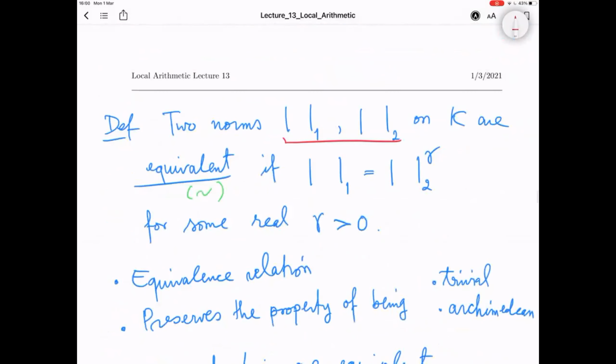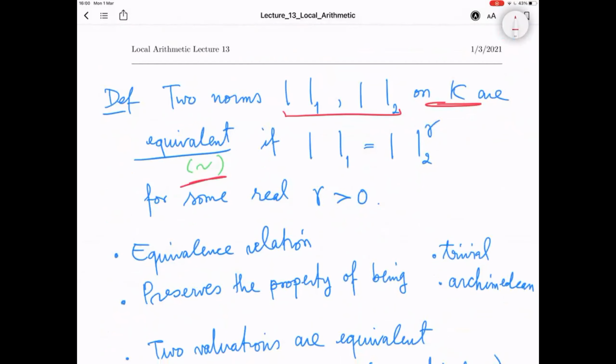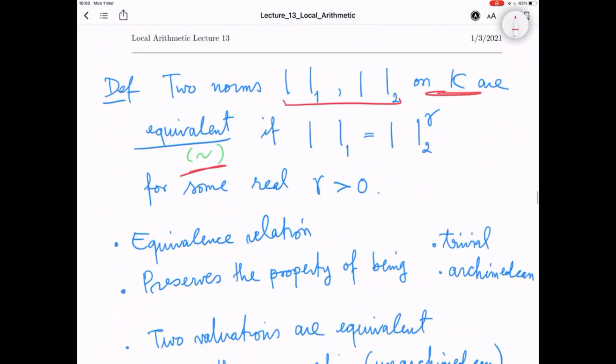Now, two norms on the same field K are said to be equivalent, and this is the notation, if one is obtained from the other by raising to some power gamma, for some strictly positive real gamma.